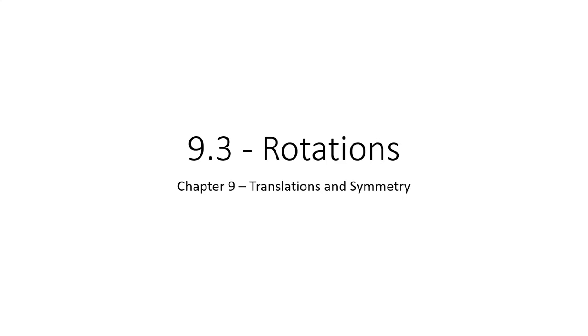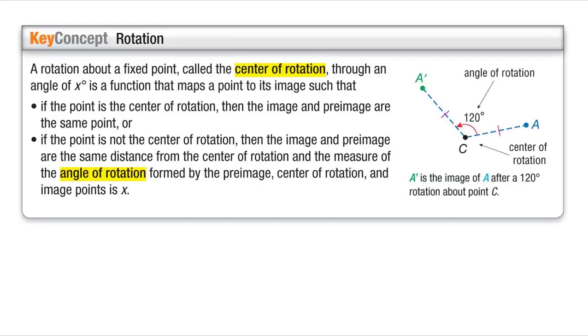In this video, we're going to talk about rotations. A rotation about a fixed point, called the center of rotation, through an angle of x, is a function that maps a point to its image such that if the point is the center of rotation, the image and pre-image are the same point. If the point is not at the center of rotation, then the image and pre-image are the same distance from the center of rotation, measured through an angle of rotation.